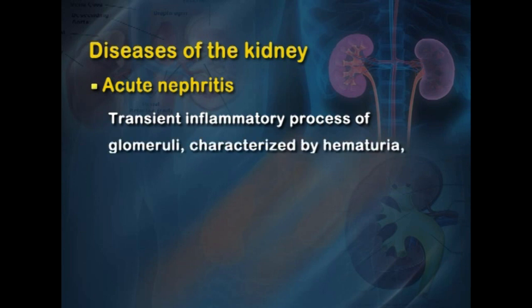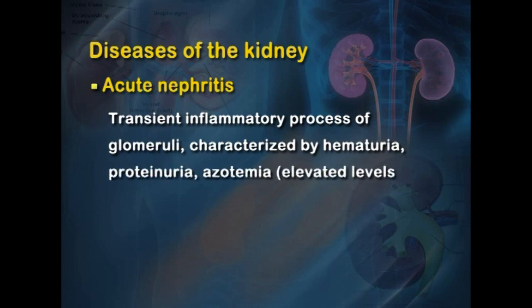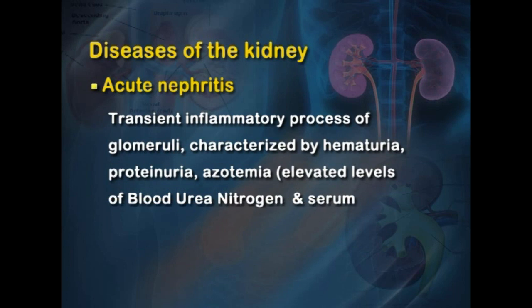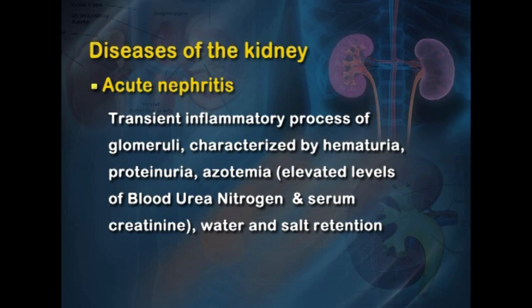It is characterized by hematuria, proteinuria and azotemia. Hematuria is the presence of blood in urine. Proteinuria is the presence of proteins in urine, and azotemia is elevated levels of blood urea nitrogen and serum creatinine. It is also associated with water and salt retention.